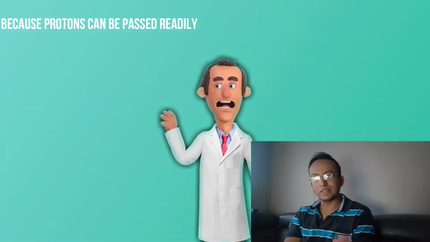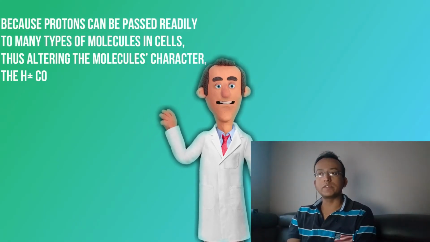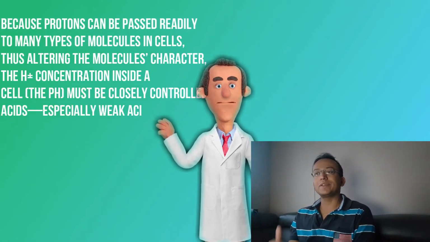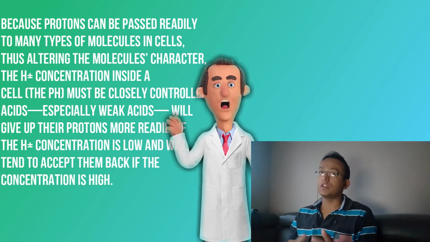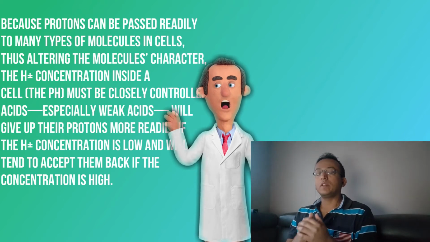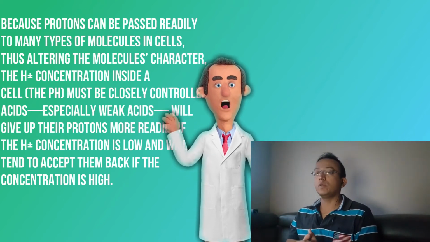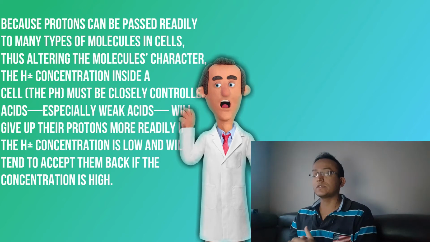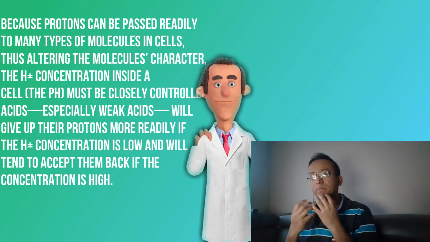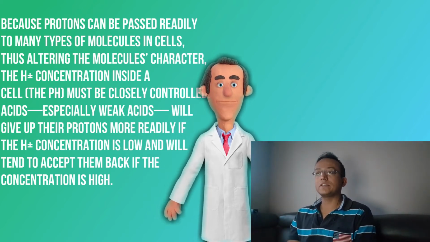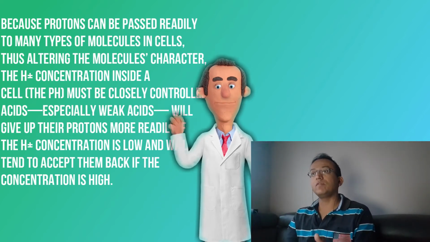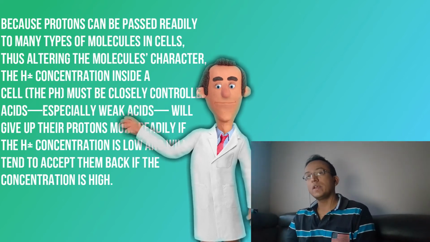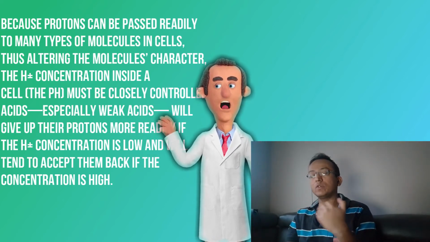Protons can pass readily to many types of molecules in cells, thus altering the molecule's character. Because of this proton movement, the H plus concentration inside the cell, that is its pH, must be closely controlled. Acids, especially weak acids, will give up their protons more readily if the H plus concentration is low, and will tend to accept them back if the concentration is high.